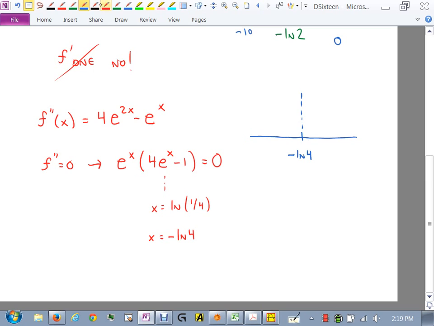Partition, test points. Zeros to the right. I think negative 10 will work again. Those are getting plugged into the second derivative. Positive. When I plug in 0, I get positive. So that tells me the original function is concave up here. Negative 10 in here, I think the same thing happens. We should get a negative.